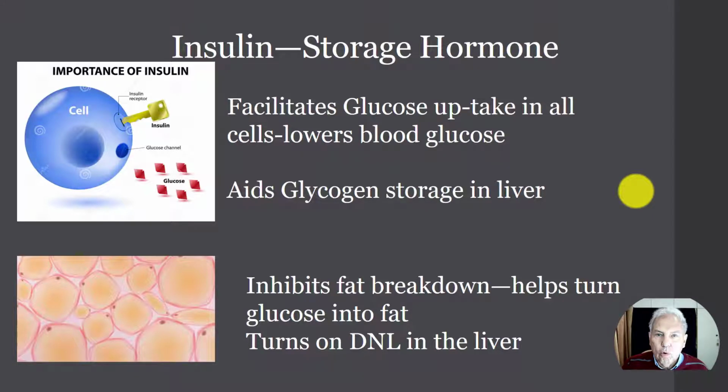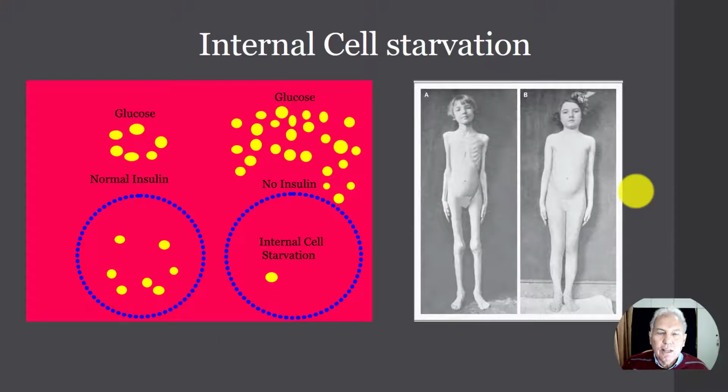So it stores fat. So let's have a look and see what happens if you've got no insulin. In the normal case, on the left here, you see that the glucose is taken up by insulin into the cells, and there's a moderate amount of insulin in the blood and in the cells, and everything's ticking along normally.